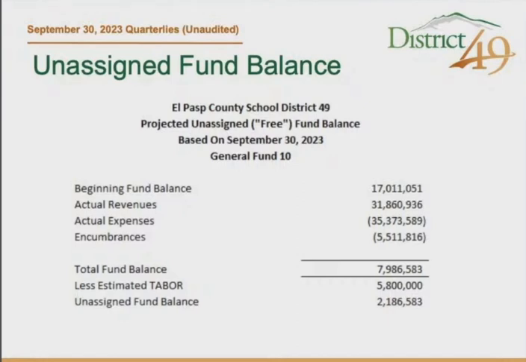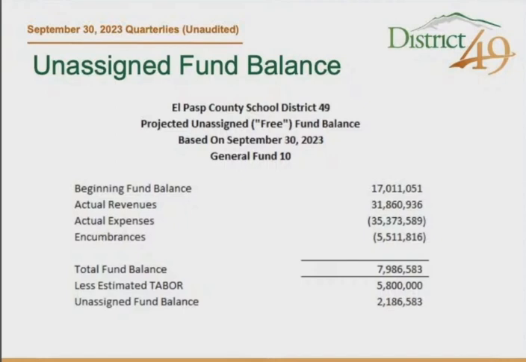So if you look at how do we calculate the unassigned fund balance, we take our beginning fund balance, which is last year's ending year fund balance. We look at our actual revenues to date, actual expenses to date, and encumbrances. So encumbrances are monies we haven't yet sent out to pay, but we are committed. We've entered into a contract, or we've ordered materials.